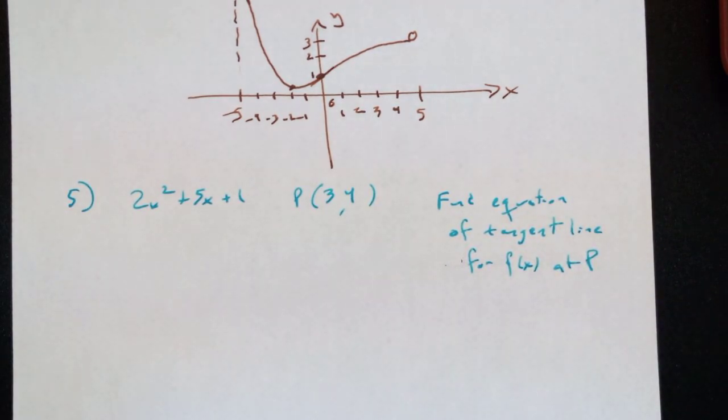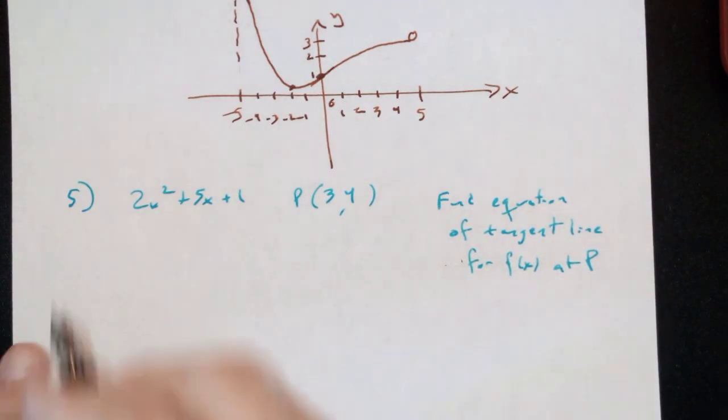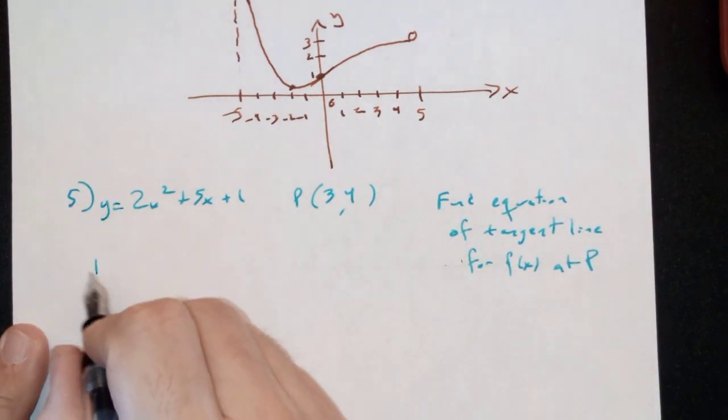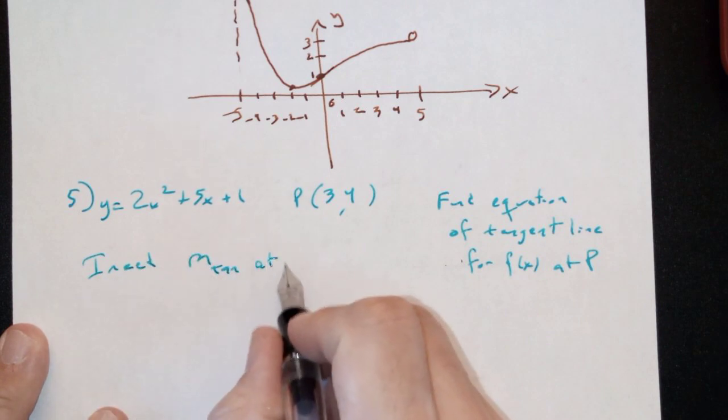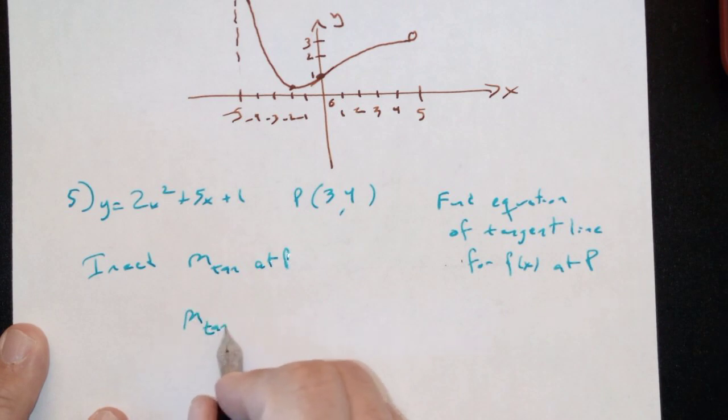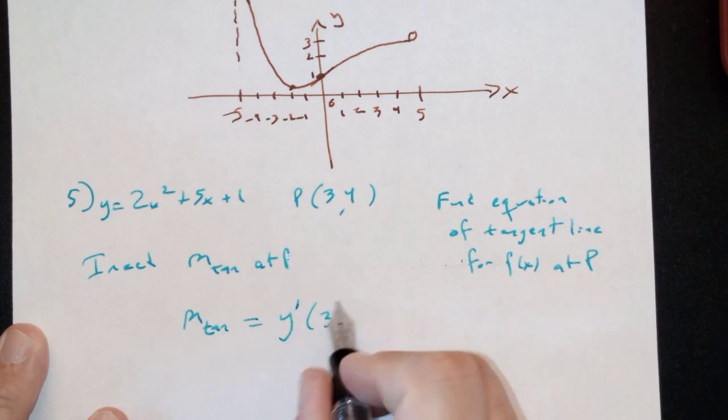To find the equation of a line, I need 2 things. What 2 things do I need to get the equation of a line now? Slope and point. I have point, I don't have slope. But as we were just talking, slope comes from derivative. So what I need, they gave me a name for this function, didn't they? They called it y equals. I need the slope of my tangent line at P, that is y prime at 3.